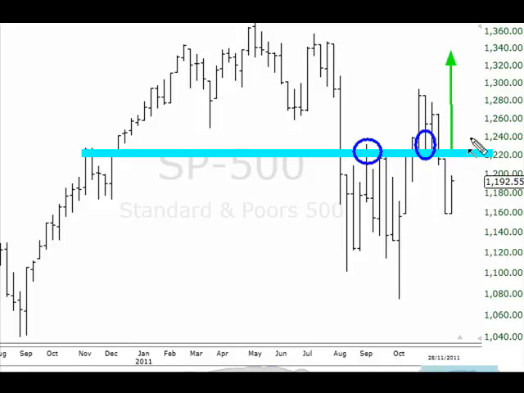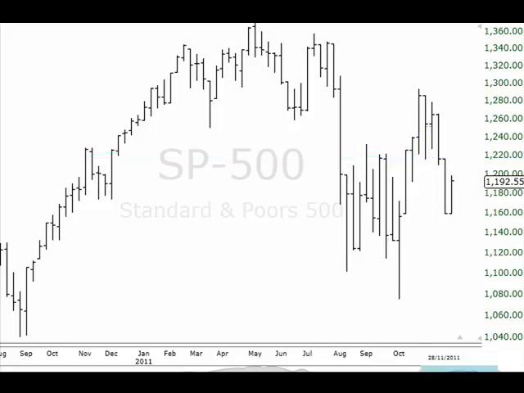But if we can't break this level through here, if we simply hover around here, even if we come back up through here, and let me just get a better pattern. If we come back up through here, and we break up through here, and then suddenly we break back down, that to me is very bearish. Right now what I'm saying is the market looks like it's likely to go up.